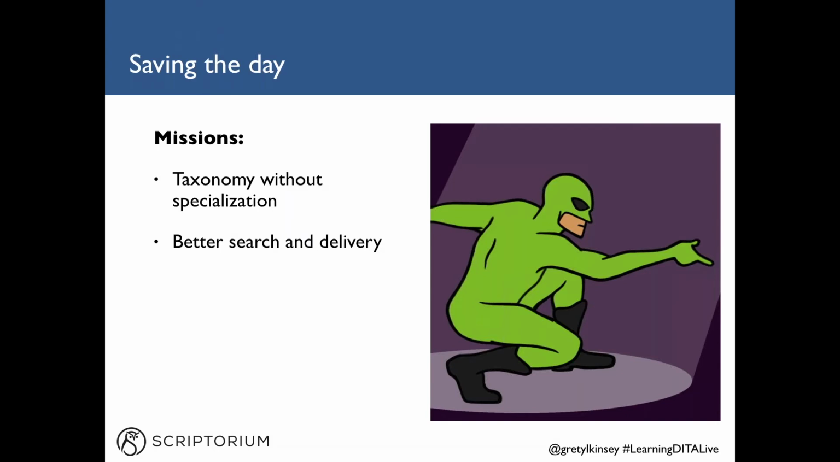So now that we have looked at how a subject scheme works, what can it do for us? How can it help save the day? One thing that a subject scheme lets you do is create a taxonomy of custom values without having to write a specialization. Let's break that down just a little. So first of all, why would you need a taxonomy? If your company distributes a large number of products, they might need a better way to categorize all those products so that the relevant content for each product is easier for the user to find.